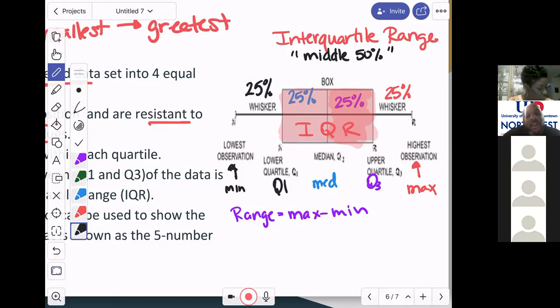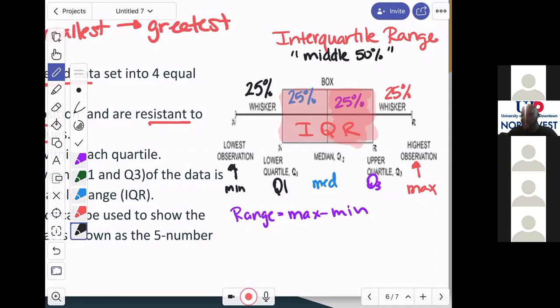So if your IQR is fairly small, it means that the middle 50% is very close together. When you compare your IQR to your range, if your IQR is small and your range is very large, that means you have very extreme values outside of the IQR. If your IQR is small and your range is small, your data is very close together. If your IQR is big and your range is small, that means you have a lot of values on your extremes. If your IQR is big and your range is big, your data is very spread out too.